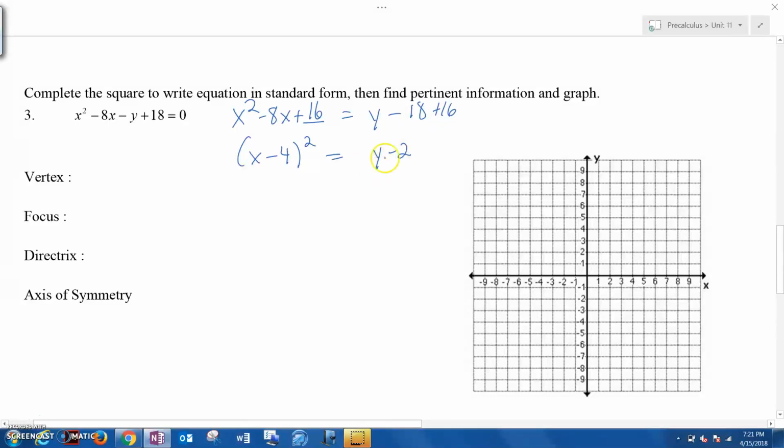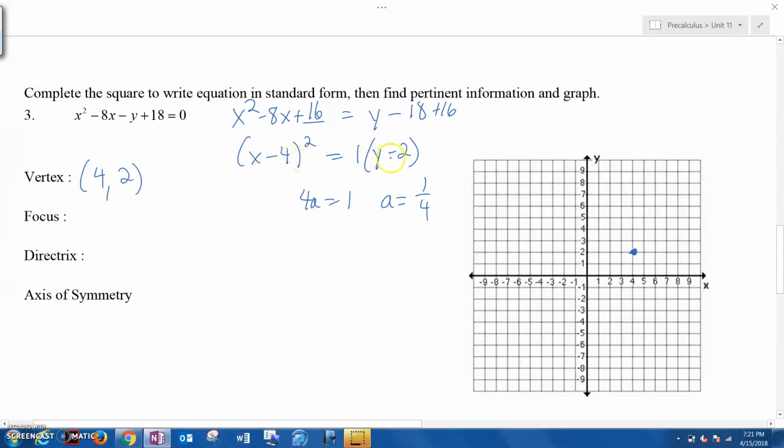Now, because there's nothing with this, you can think of factoring out a 1, which is important to get our a value. Vertex is the opposite of the x, opposite of the y, so (4, 2). Put that dot down there. The a value: 4a is equal to this value, which is 1, which means a is only 1/4.